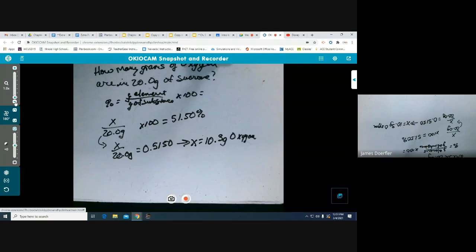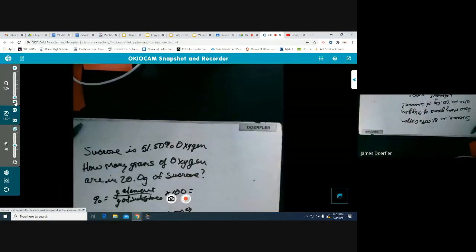So again, I just treated it like an algebra problem. But instead of setting it equal to an unknown percentage, I knew my percentage. I didn't know my mass of my specific element. So I just switched around my variables, my unknown, and solved for it. Okay? So I just wanted to bring that one up to show you that there are multiple ways that these questions can be asked.